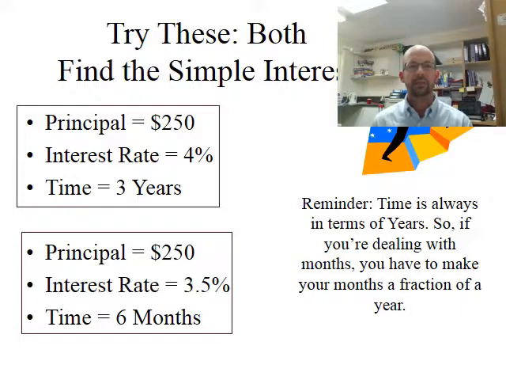Here are the answers. First one is $30 interest earned in 3 years on $250. The same $250 in 6 months at 3.5% would earn $4.38.